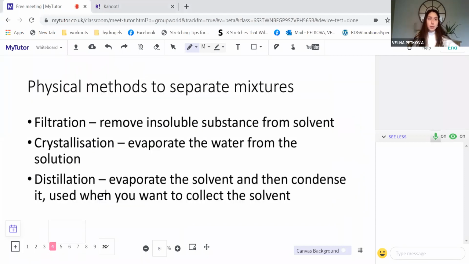Now let's talk about some physical methods to separate mixtures. We're going to be covering filtration, which is to remove insoluble substances from a solvent. Crystallization, which is where we have a solution, so we're separating something that is dissolved in water. We're removing water to get back to our solute. And then we've got distillation, where we evaporate the solvent first and then condense it. That allows us to collect the solvent.